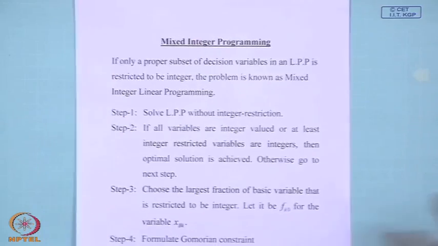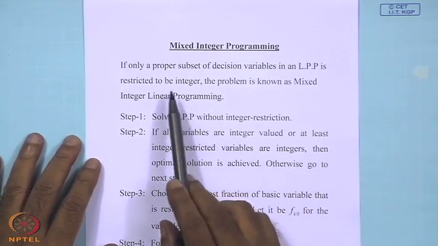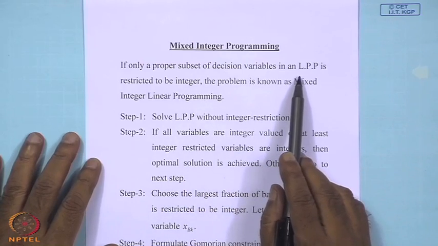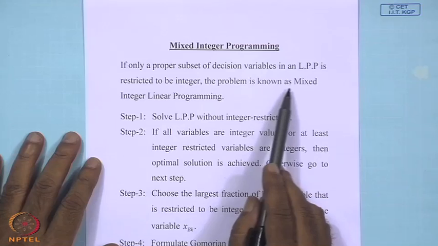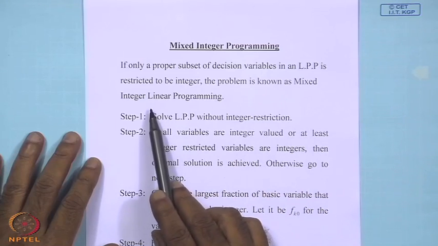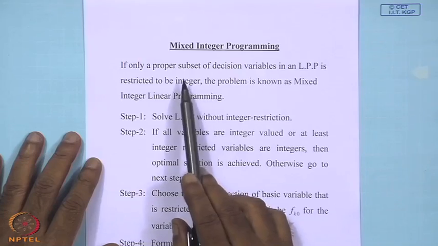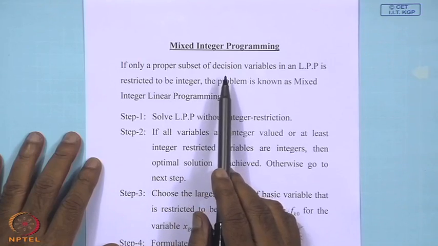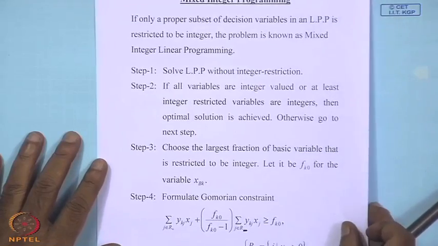If you see here, if only a proper subset of decision variables in an LPP is restricted to integer, the problem is known as mixed integer linear programming. Okay? Only a proper subset, not all the variables. Please note this one. How to solve it?